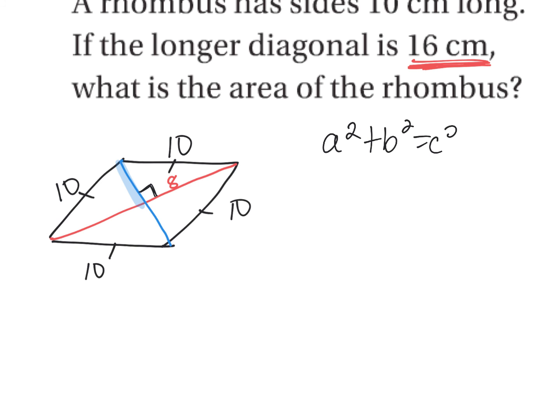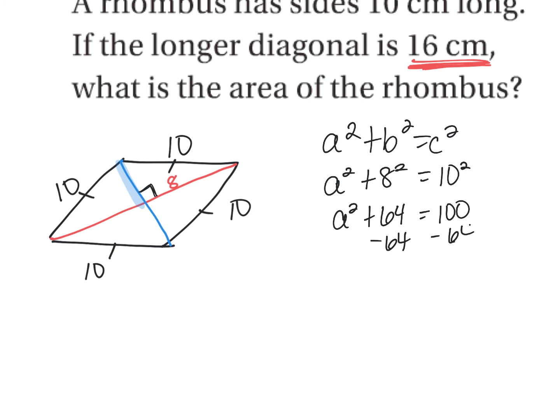So a squared plus b squared equals c squared. Which one must be our c? That's 10. And I'll make a be our missing side. So I have a squared plus 64 equals 100. So minus 64, minus 64. a squared would equal 36. The last step is to take the square root of that. So a is 6. Cool. So this side right here is 6.